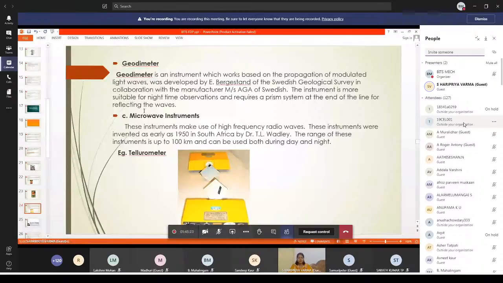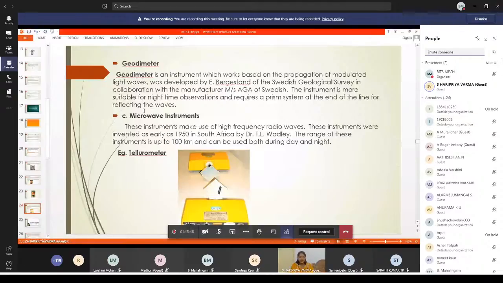Coming to microwave instruments, these instruments make use of high-frequency radio waves. These instruments were invented as early as the 1950s in South Africa by Dr. T.L. Wadley. The range of these instruments is up to 100 kilometers and they can be used both during day and night. An example of a microwave instrument is the tellurometer.